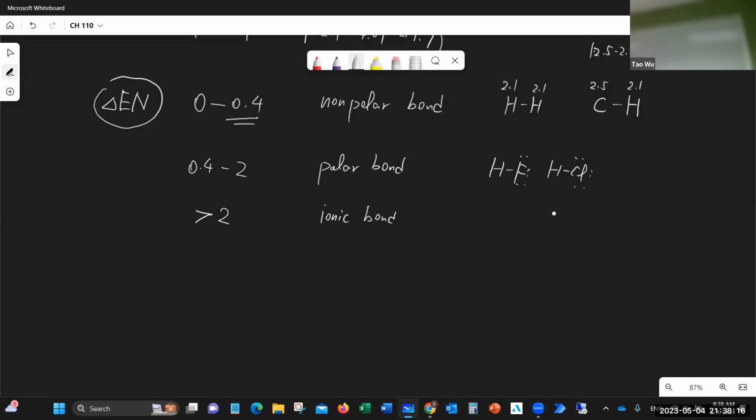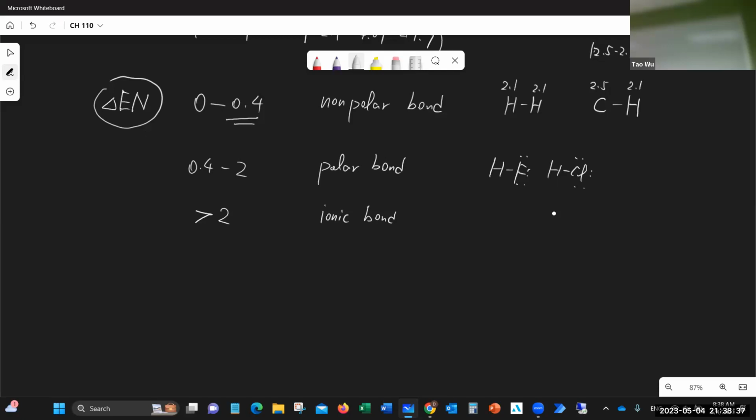The polar here is talking about separation. Okay, the positive charge and negative charge are a little bit more separated than in the carbon-carbon. Are you clear? Make sense? Okay.